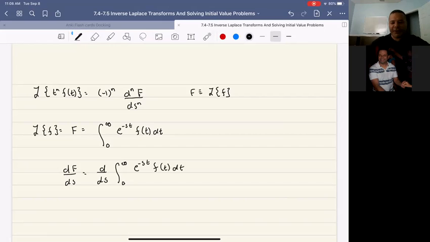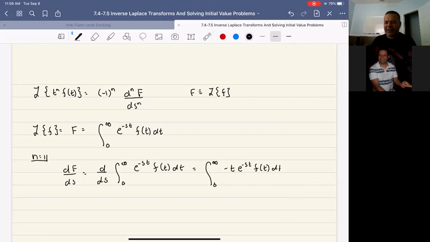Okay, we can just bring that derivative inside the integral. So we take that, and that's going to be what? The integral from 0 to infinity of negative t e to the negative st f of t dt. So this is what happens for n equals 1. It's true. Okay, this is a common trick.